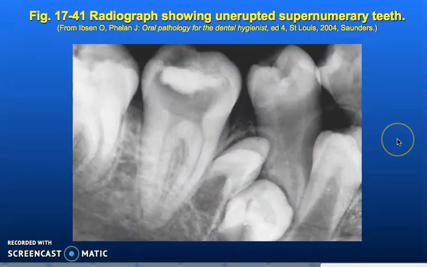Okay, so here we have a radiograph showing unerupted supernumerary teeth. Remember, supernumerary in excess of 32. So this person may have 35 teeth. So that's in excess of what we consider the normal 32. So here you have, here's one here and here. So they have supernumerary teeth.